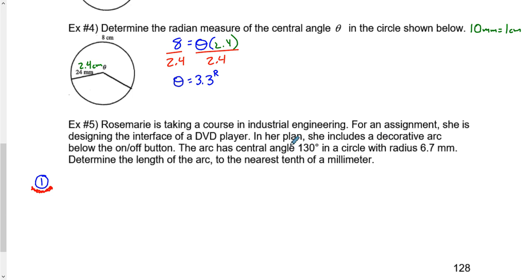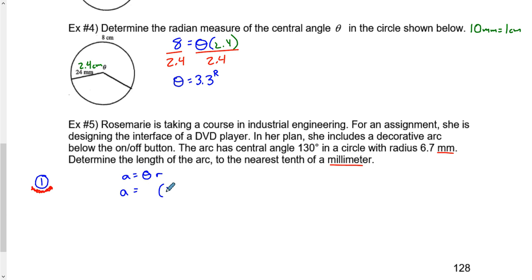In our plan, the central arc of the angle is 130 degrees. In a circle, the radius is 6.7 millimeters. We want to determine the length of the arc to the nearest tenth of a millimeter. Okay, so everything's in millimeters, so we're really set to go. So arc length is theta multiplied by our radius.